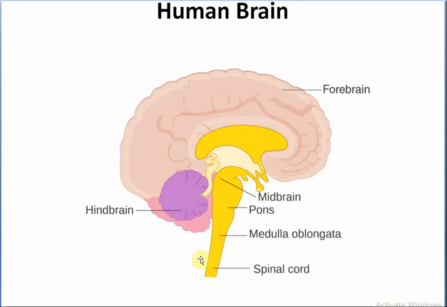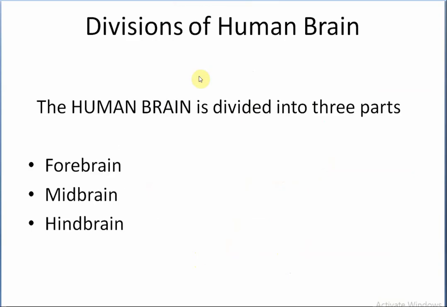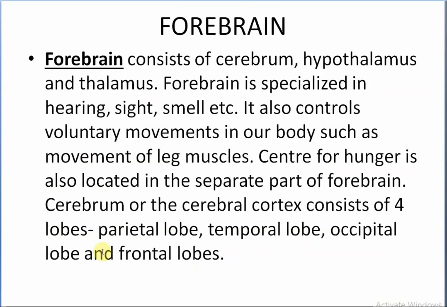So the next topic is the human brain. The human brain is classified into three categories. First one is forebrain, next one is midbrain, and the next one is hindbrain. Then after that you will get pons, medulla oblongata, and then the spinal cord. As I have said, the human brain is divided into three parts, that is the forebrain, midbrain and the hindbrain.